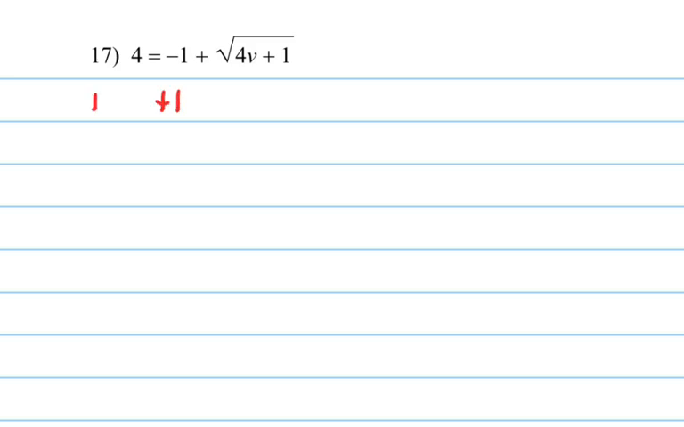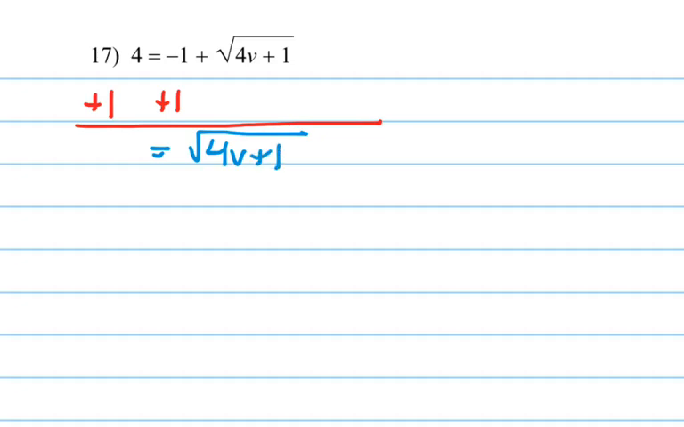Add 1 to both sides, because we have to get the radical by itself. Now we have the square root of 4v plus 1 is equal to 5. I need to square both sides. On the right-hand side, that's going to cancel out the square root, giving me 4v plus 1 is equal to 25.